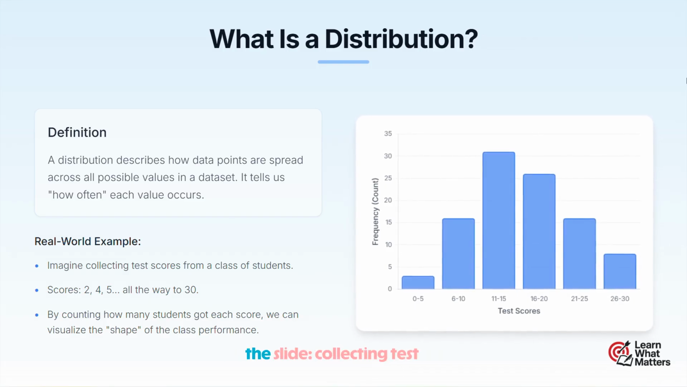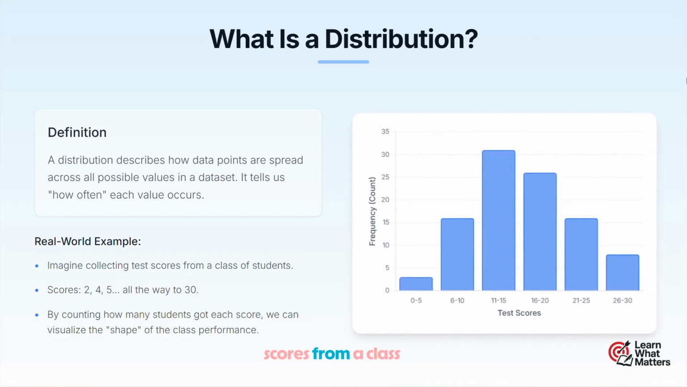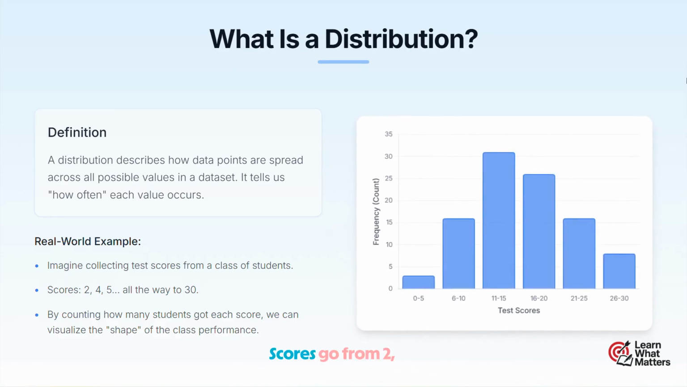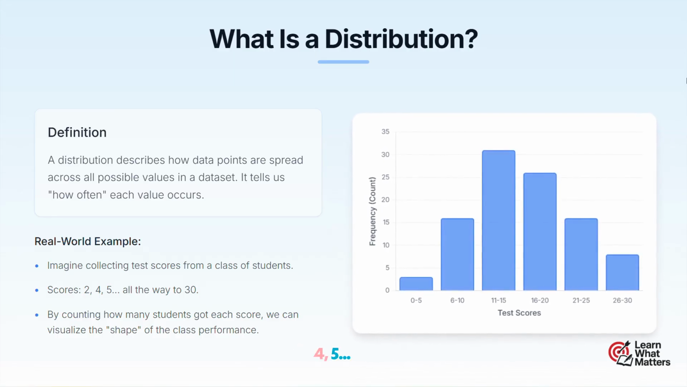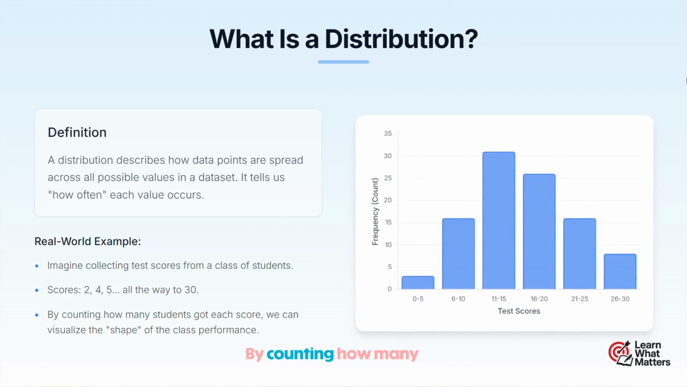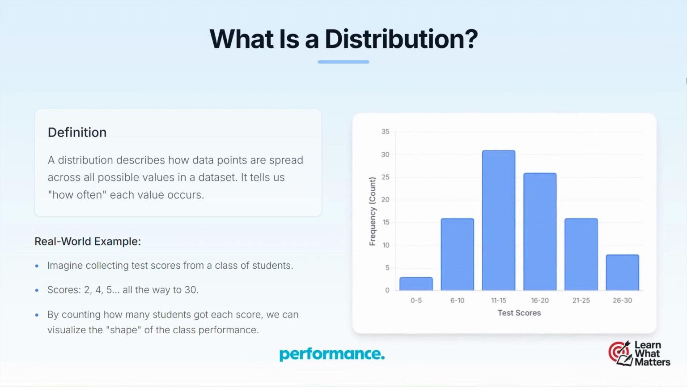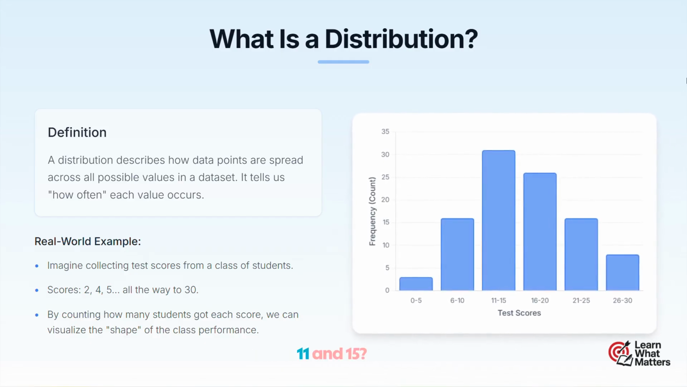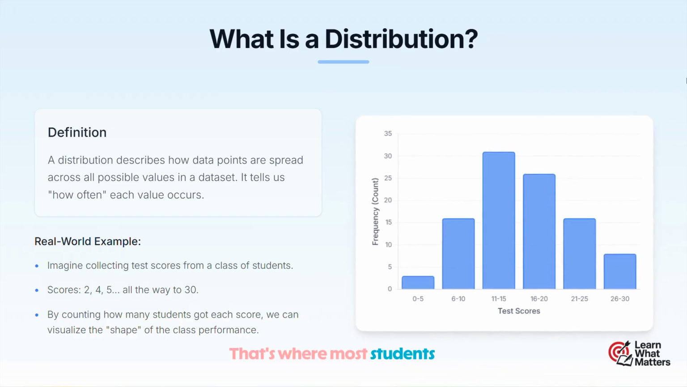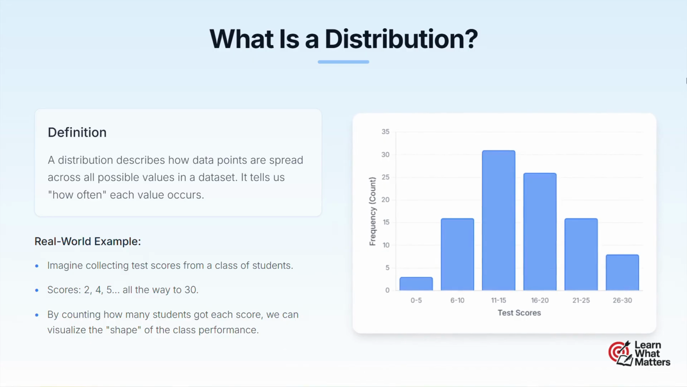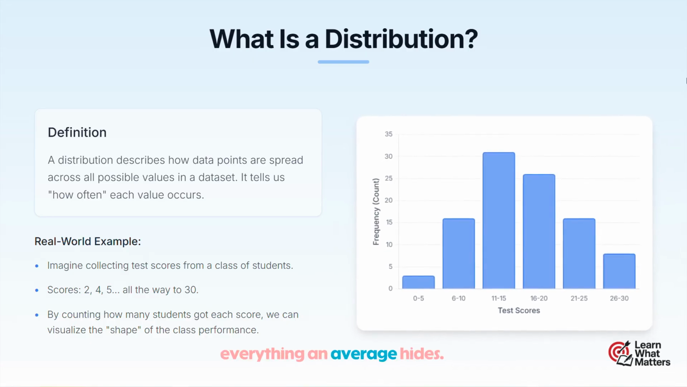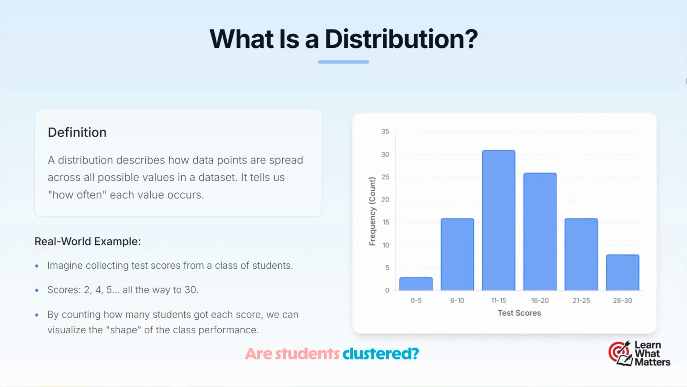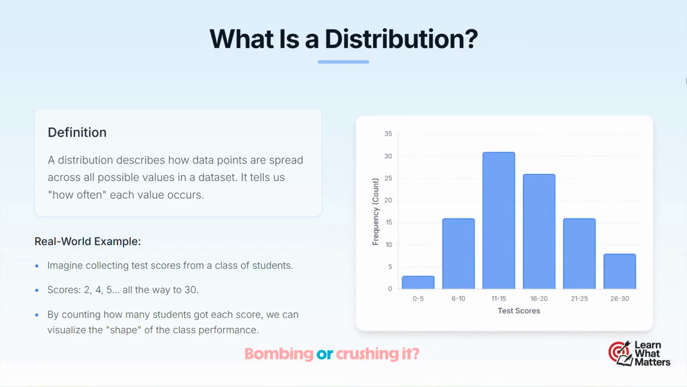Real-world example on the slide. Collecting test scores from a class of students. Scores go from 2, 4, 5, all the way to 30. By counting how many students got each score, you can visualize the shape of the class performance. Look at the histogram on the right. See that peak between 11 and 15? That's where most students landed. The small bars, those are your outliers. This shape tells you everything an average hides. Are students clustered, spread out, bombing, or crushing it?